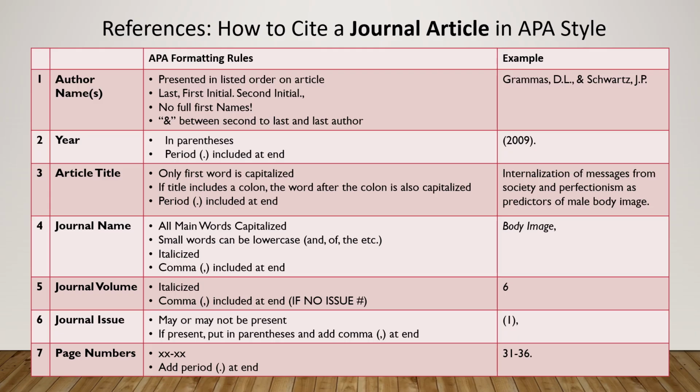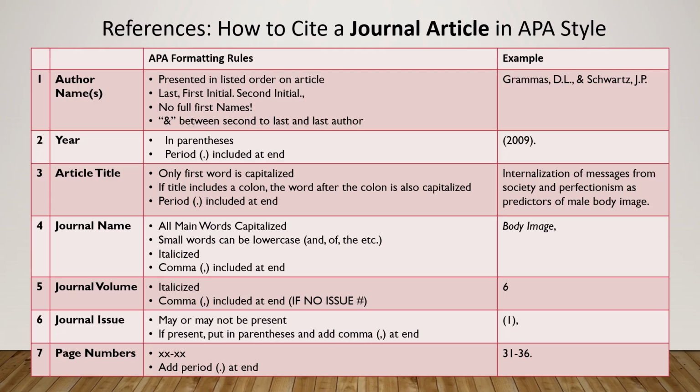The opposite is true for the journal name. In the journal name, every word is capitalized. And there are, of course, ands and ofs and thes. Those can be in lowercase, but all of the main words are capitalized. It's also italicized. This is to help visually distinguish it from the article title. And everything so far has been followed by a period. This journal name is followed by a comma.